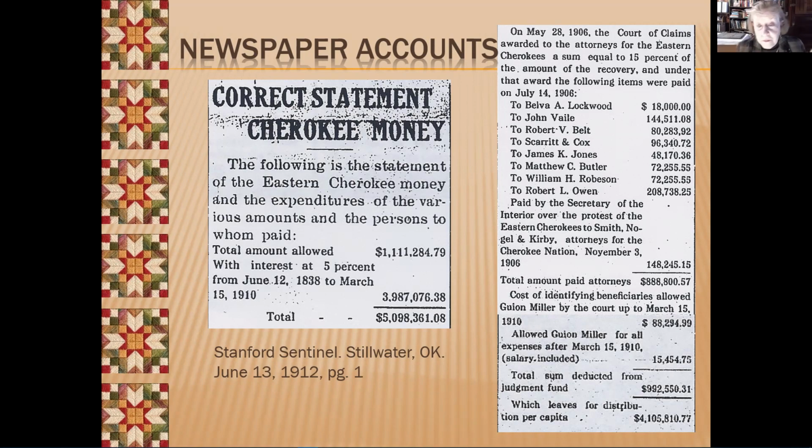So think about that for a minute. Okay, so we know who Guion Miller was. Who in the world is Robert L. Owen, and why does he get $208,000?